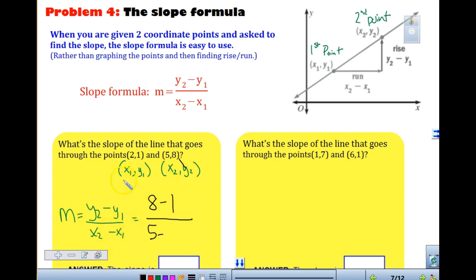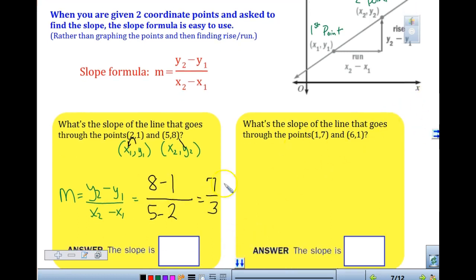What number is x sub 1 up here? Right above that, 2. So I'm going to replace the x sub 1 with a 2. So 8 minus 1 gives me 7. 5 minus 2 gives me 3. And my answer for this question is, what is our slope? We are going to write our slope is 7/3.